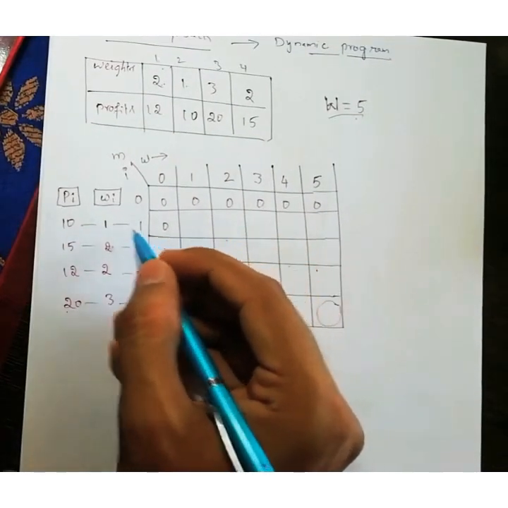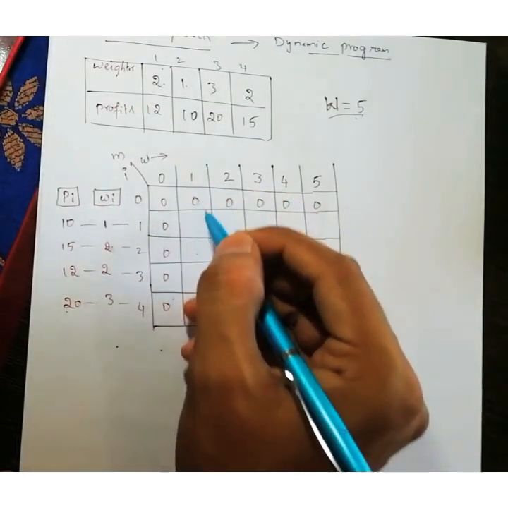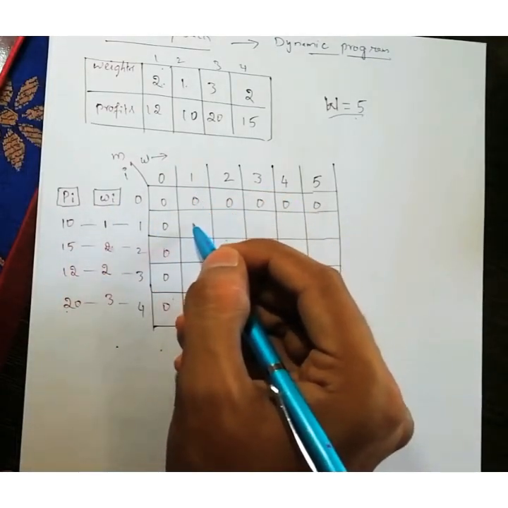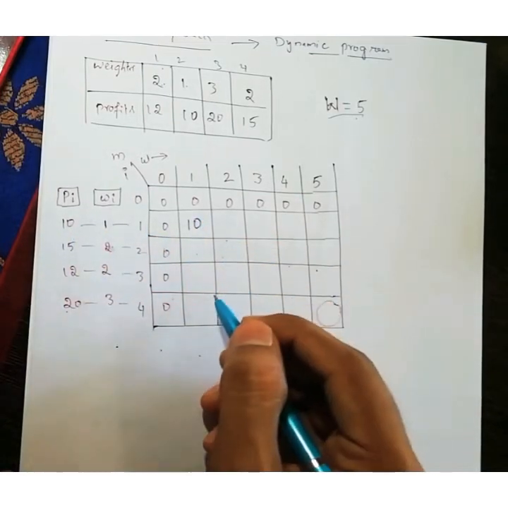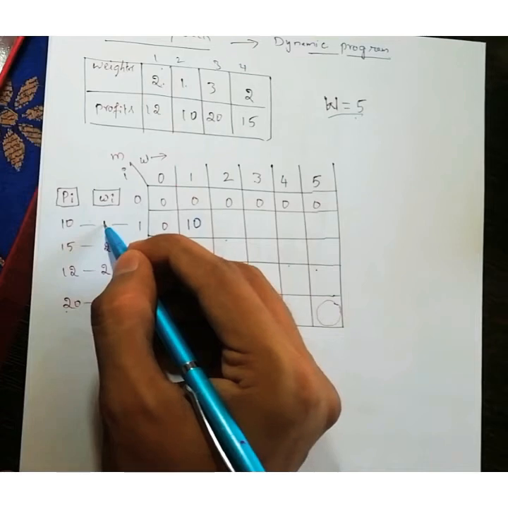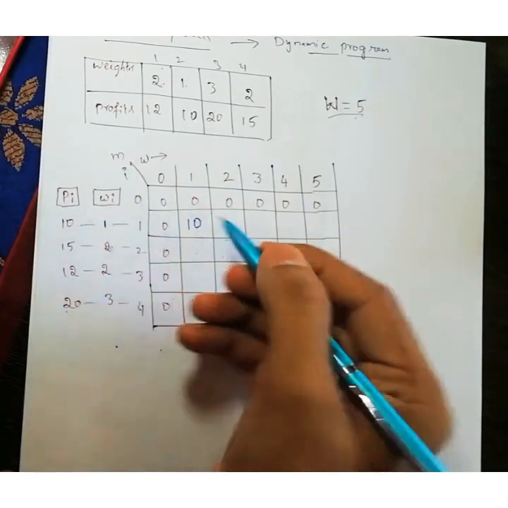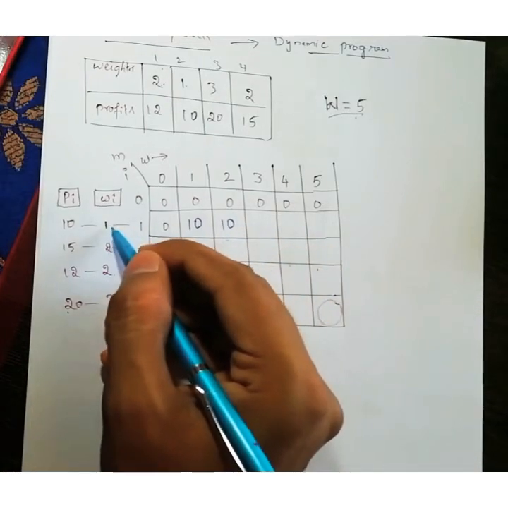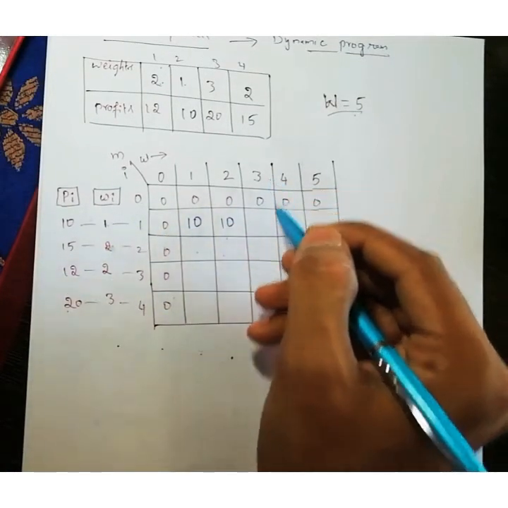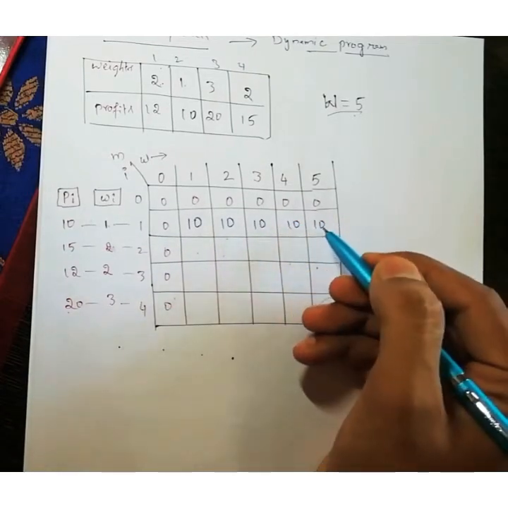First step. Can I insert a 1 kg item in a 1 kg bag? Yes, I can insert. And what is the profit? 10. So I will place this 10. Next, can I insert a 1 kg item in a 2 kg bag? Yes, and the profit is 10 only, the maximum. Next, can I insert a 1 kg item in a 3 kg bag? Yes. What is the profit? 10. And similarly for 4 and 5 also.